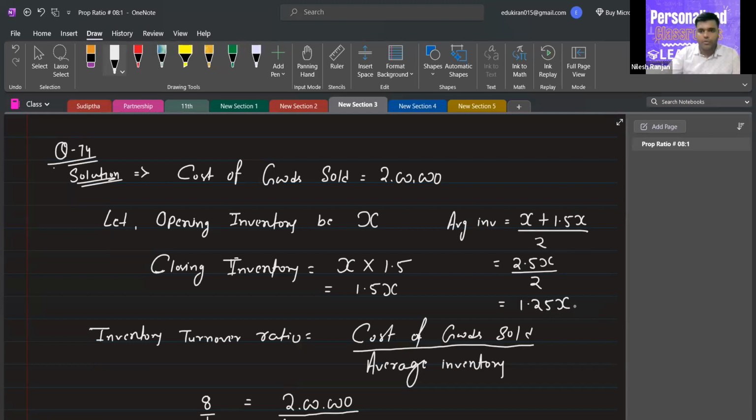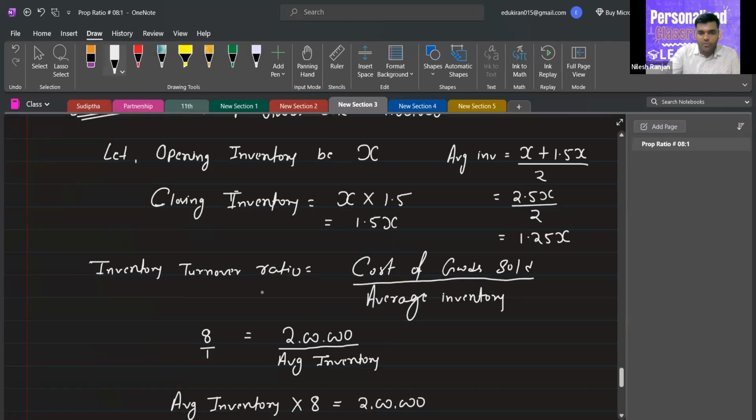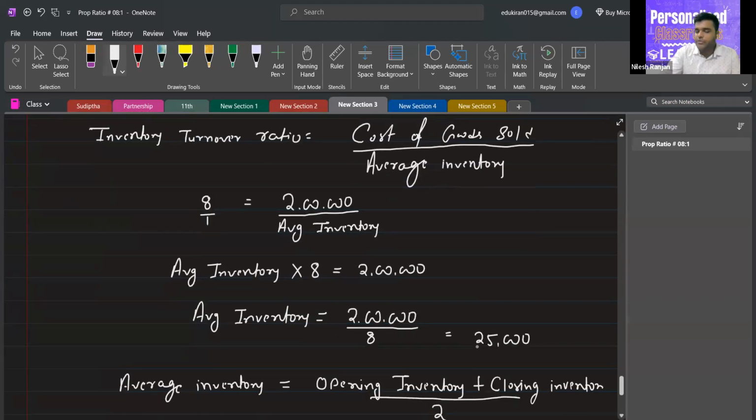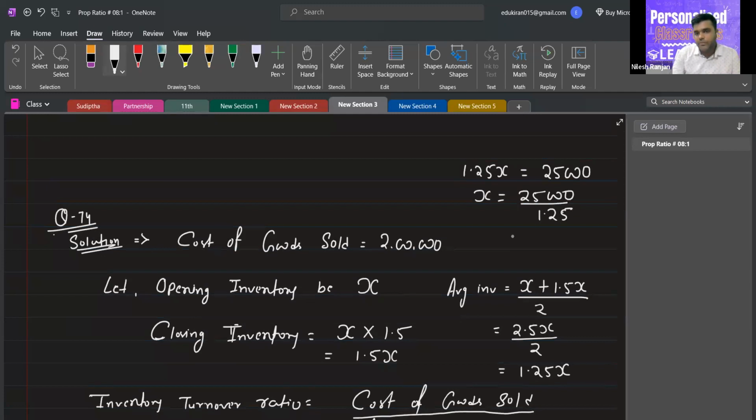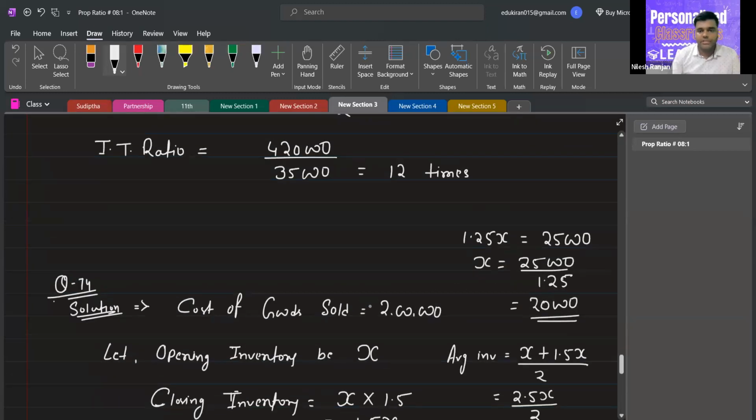Yes, sir. Okay. Now, on the basis of the formula, we have calculated our average inventory, 25,000. So we can say average inventory is 1.25X, and by that formula we got 25,000. This is also our average inventory, and 25,000 is also average inventory. So X equals 25,000 divided by 1.25. You will get 20,000. The answer is the same. There is no change in that. So you can use this method also.